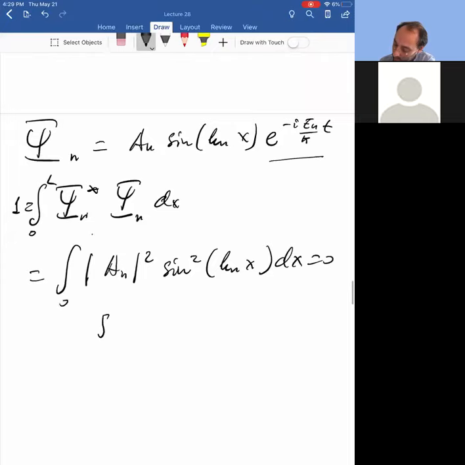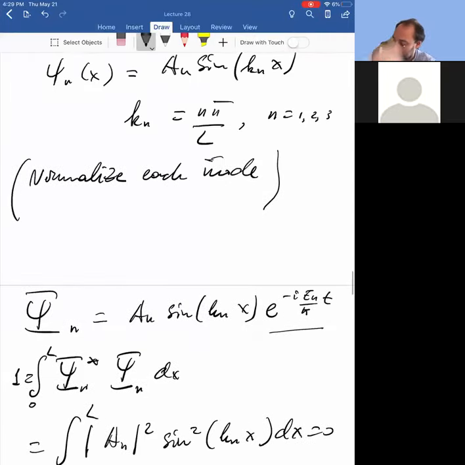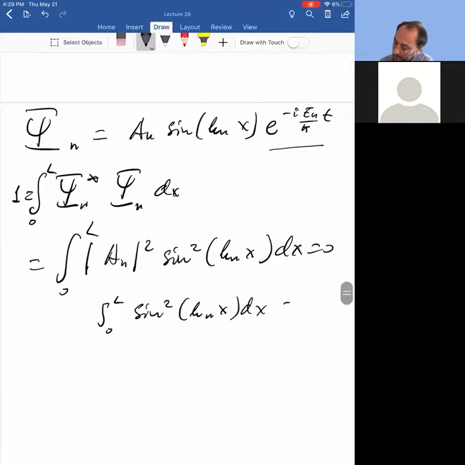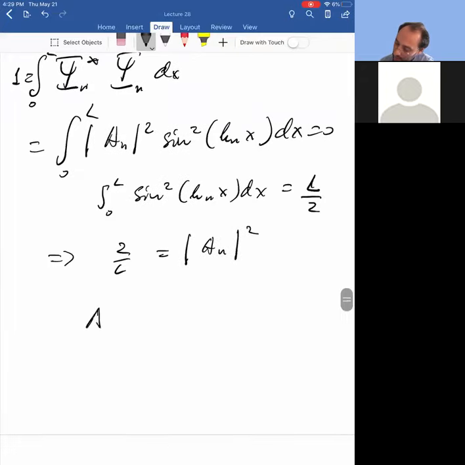Now, the integral between 0 and L of sine squared k sub n x dx, where k takes on one of these values, comes out to be L over 2. You can check it for yourself. I'm not going to go into the math of that. So this tells me that 2 over L equals the magnitude of a sub n squared. So the magnitude of a sub n must be the square root of 2 over L.